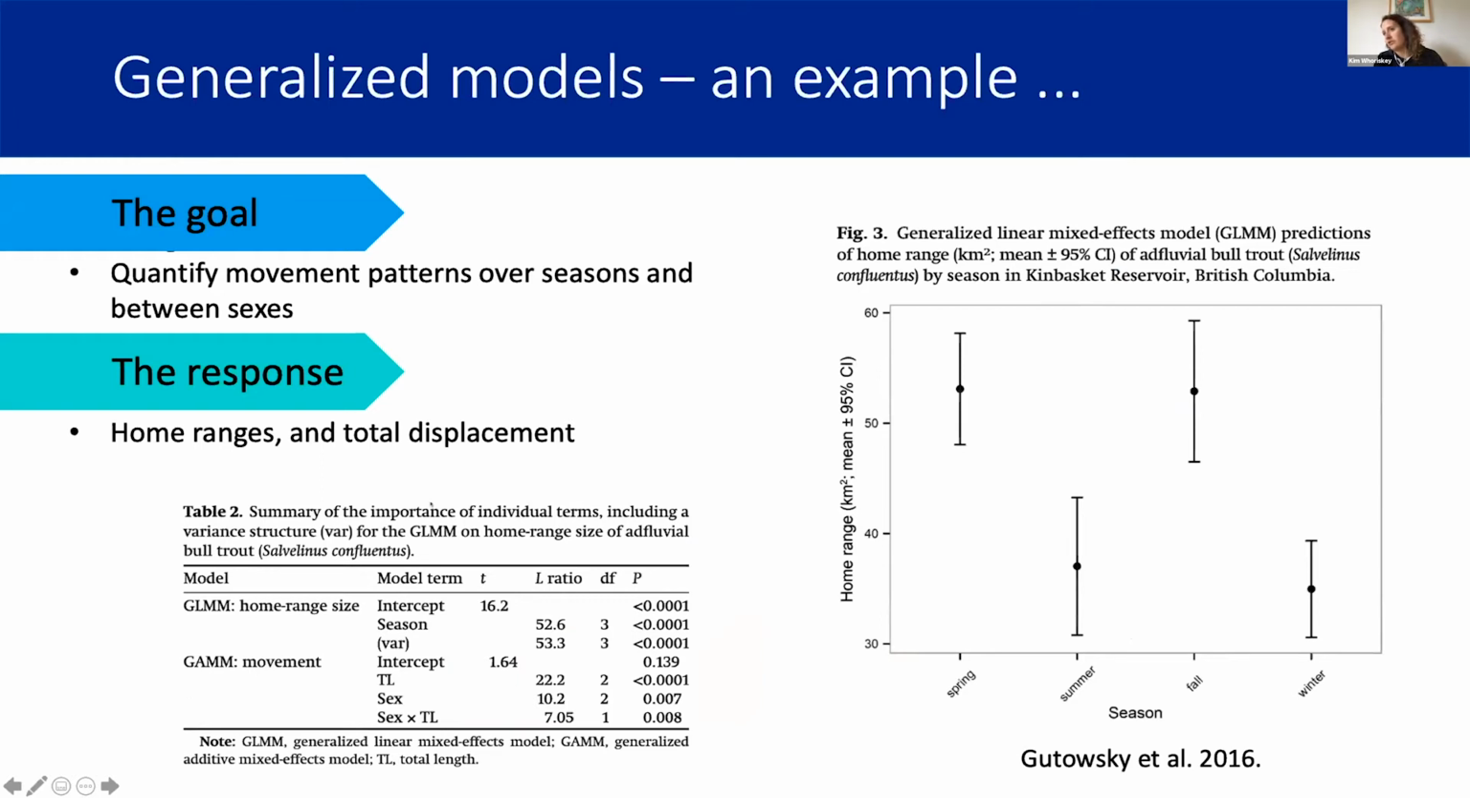Here's a typical GLM table. It shows you the significance and the values of different covariates and the coefficients associated with the GLM. And here we can see the home range sizes as predicted through the GLM over the different seasons. And so you can see that there was a significantly higher home range in both spring and fall compared to summer and winter.